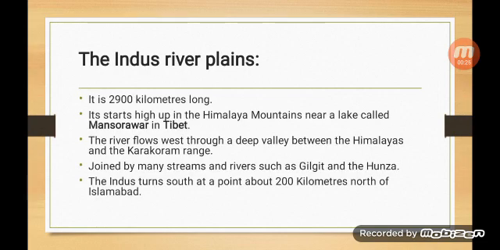The Indus River plains. It is 2900 kilometers long. It starts high up in the Himalaya mountains near a lake called Mansarovar in Tibet. The river flows west through a deep valley between the Himalayas and the Karakoram range. It is joined by many streams and rivers such as Gilgit and the Hunza. The Indus turns south at a point about 200 kilometers north of Islamabad.